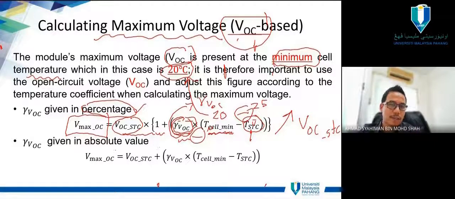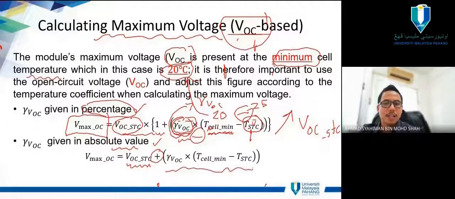For the case of absolute value, sebelum ni pun dah buat kan, test kan. So VOC STC plus sajalah. Okay, terus ke arah ni. Still the same, 20 minus 25. Okay, this is for the case of the maximum voltage versus one ataupun VOC base.